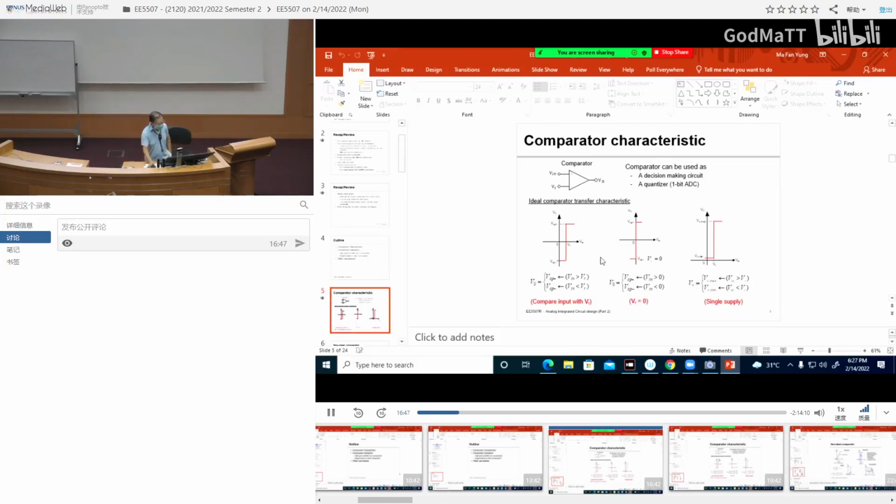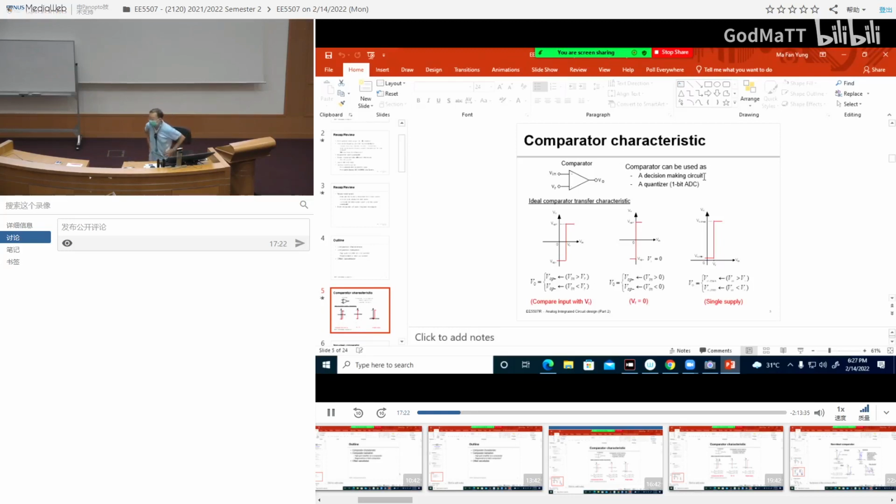Here what you see is a simple block diagram of a comparator. It looks exactly like your op-amp: 2 inputs, 1 output. We just want to compare the difference between these 2 inputs. The comparator can be used as a decision-making circuit. It can also be used in our ADC as a one-bit quantizer.